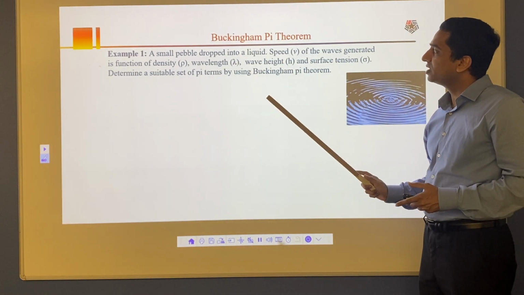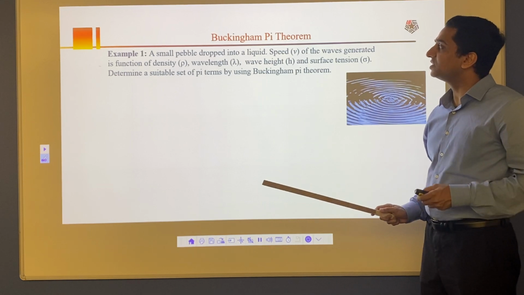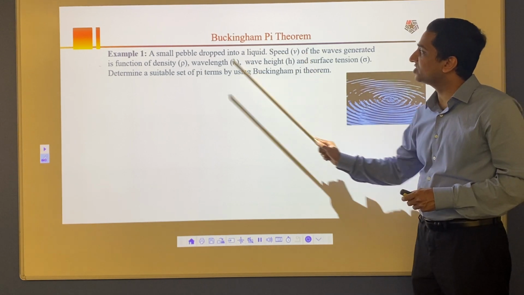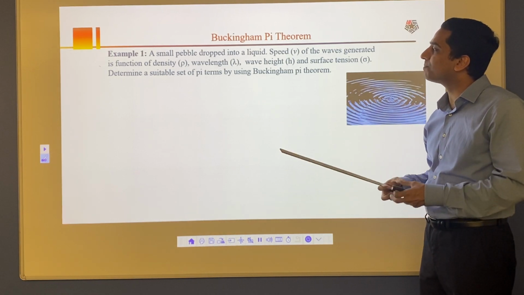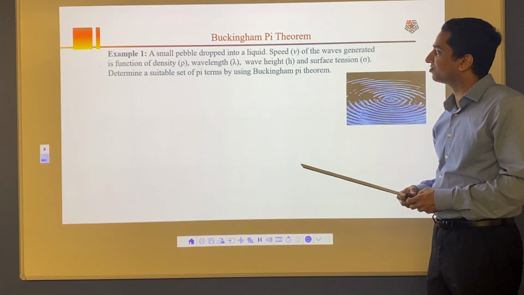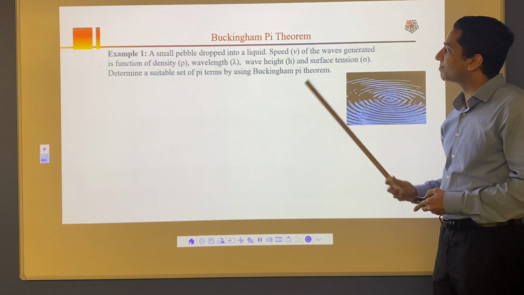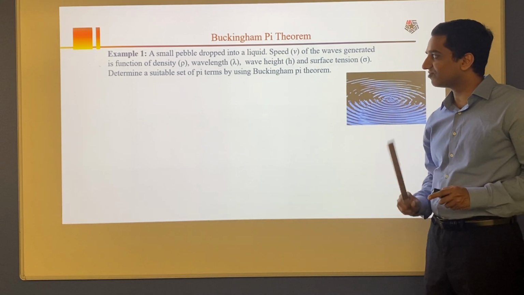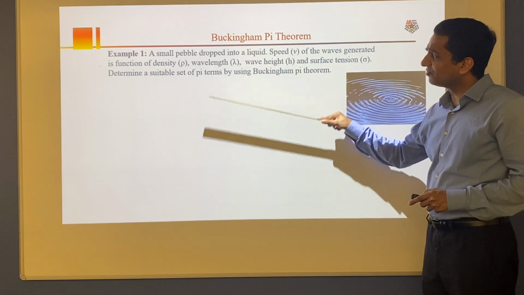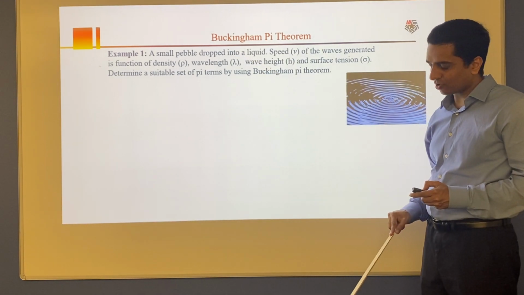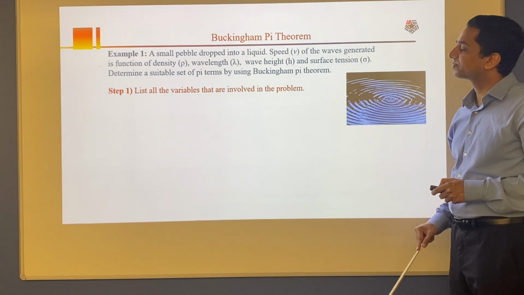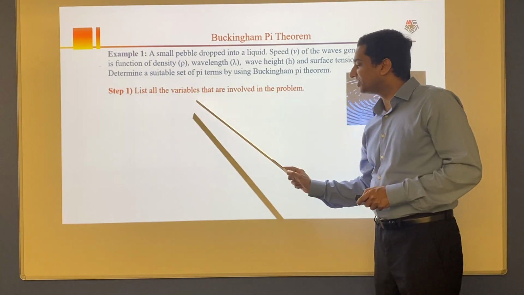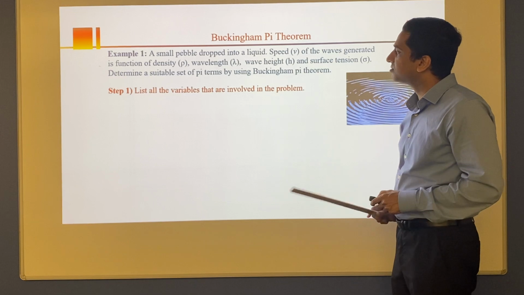So we want to find a dimensionless parameter, a combination of these variables in such a way that it is dimensionless. We call them pi terms, pi 1, pi 2, pi 3, and so on. And that's simply Buckingham pi theorem. So just for now, stay with me. We'll start with 8 steps. So step 1 for Buckingham pi theorem says, list all the variables that are involved in the problem.